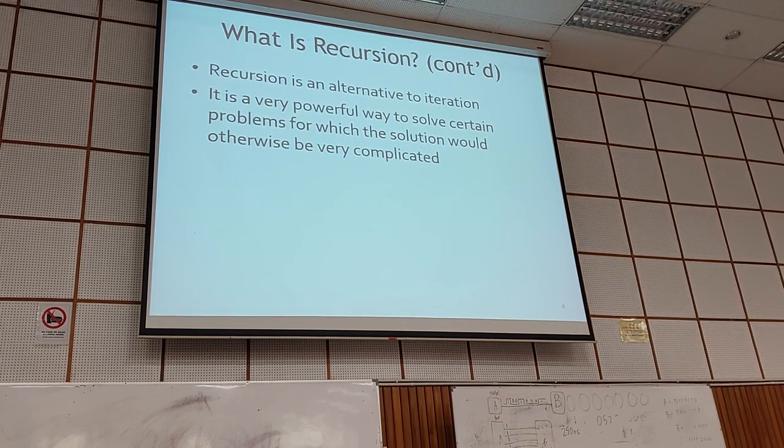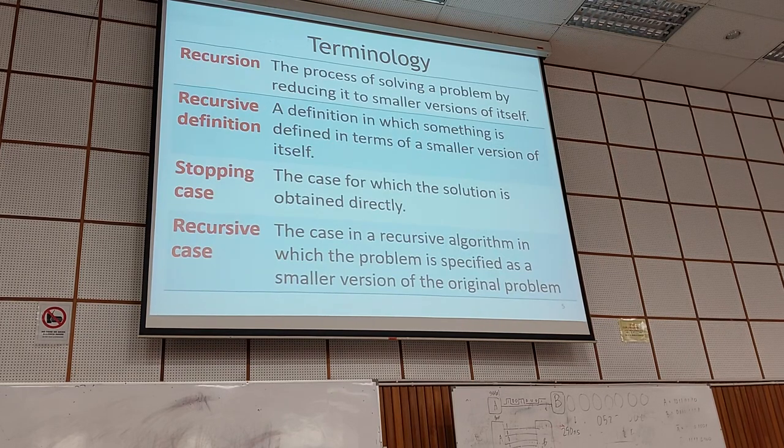Of course, we are learning Java. So we have loops, for instance, for loops, while loops, and do loops. Recursion is an alternative to the loop. It is very powerful for solving certain problems, otherwise they can be very complicated, very complex. Now, let's take a look at some of the terms.